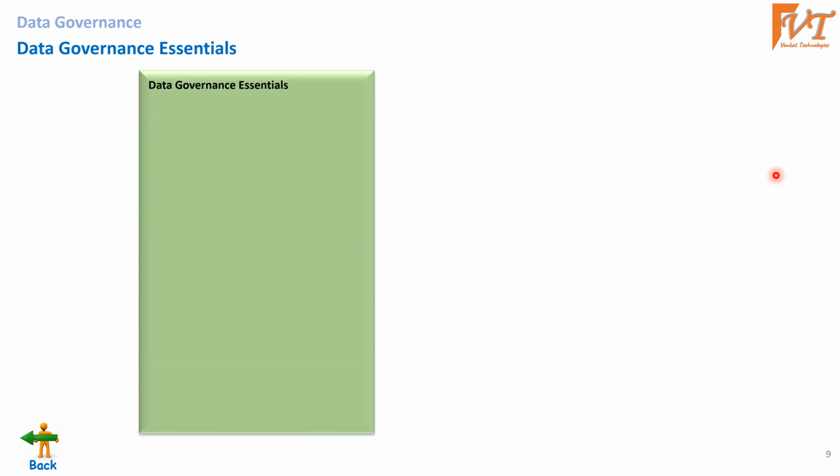So what is data governance? Similarly, it's a people governance, but here we are talking about data governance. Similarly, how can we ensure the governance of the data? That means how can we impose rules on the data. Before that, let's see what the various essentials for data governance are.